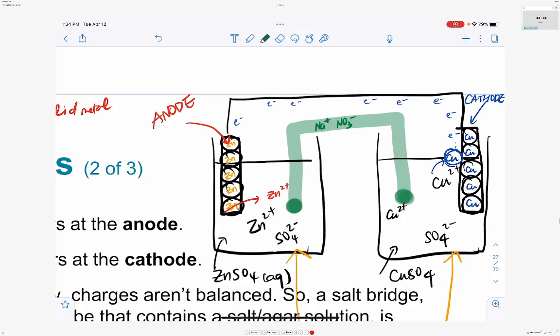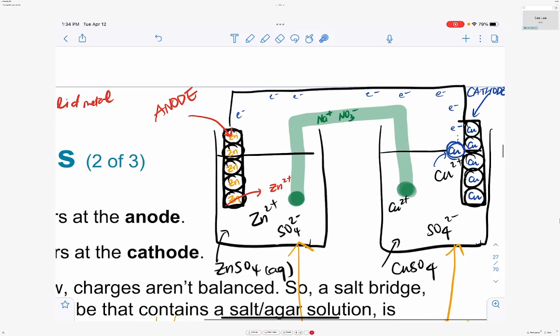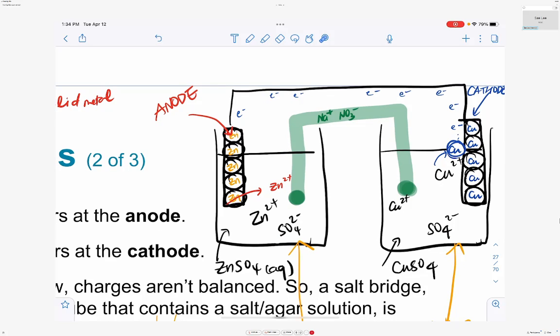So the purpose of the salt bridge is to neutralize the built up ions in both beakers. So which ions are getting built up? Somebody asked earlier what happens to the sulfate, right? If you look at the left beaker, due to the continuous oxidation, more and more zinc 2+ will get built up.